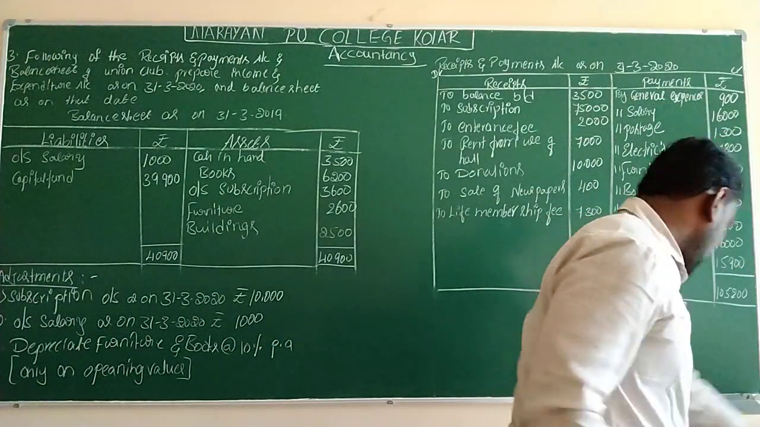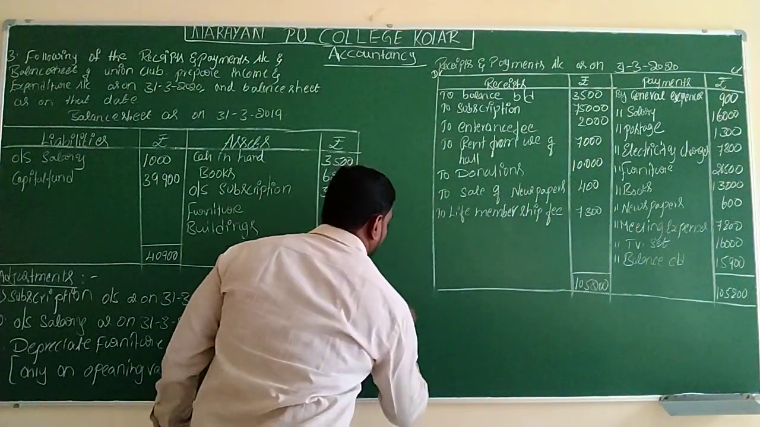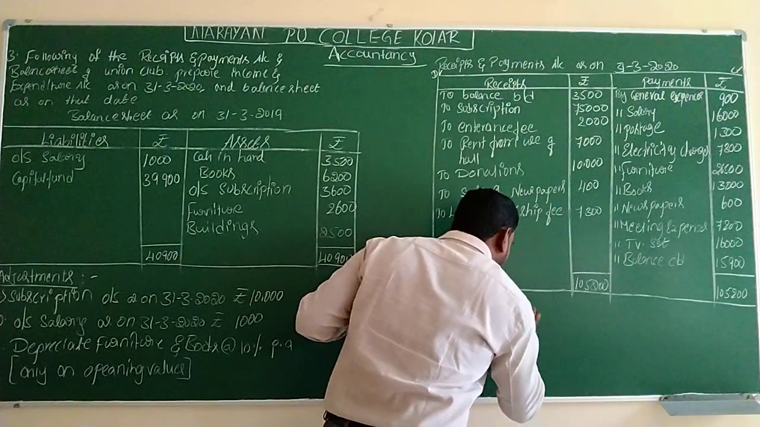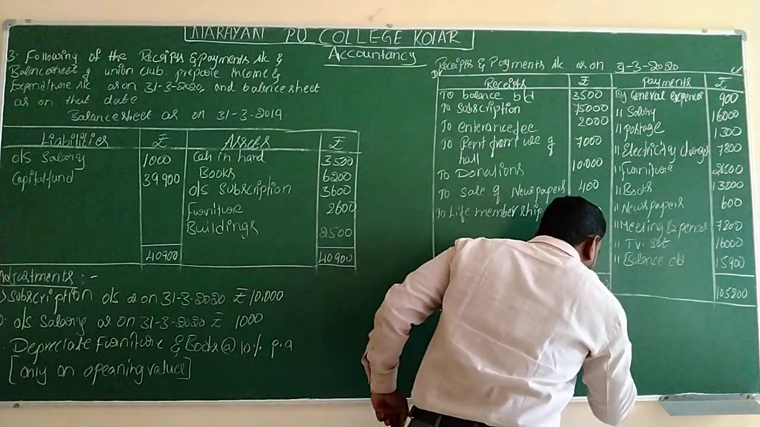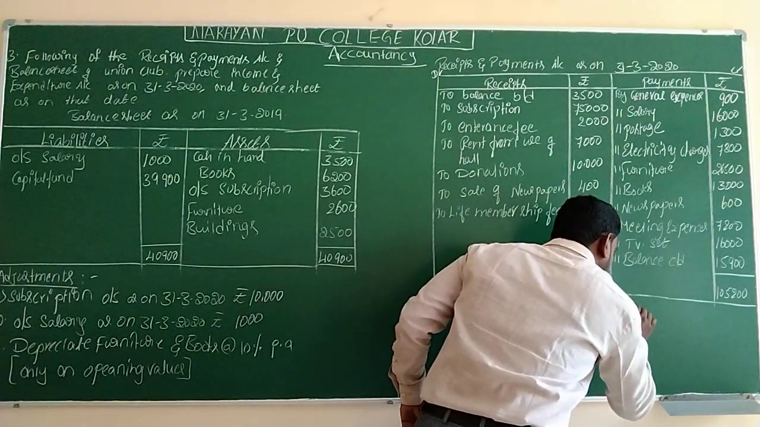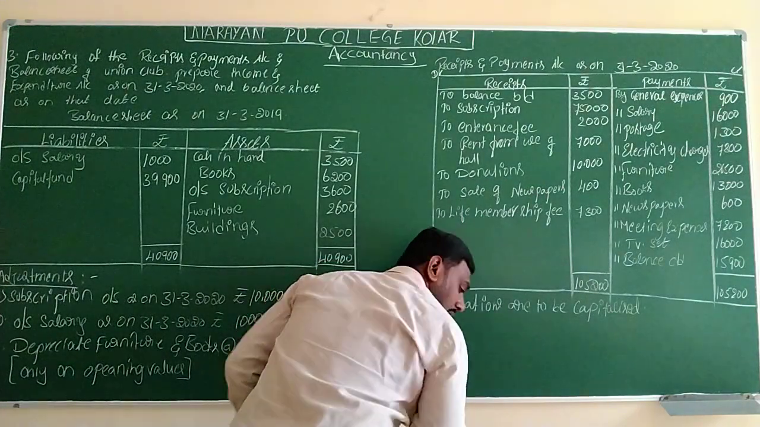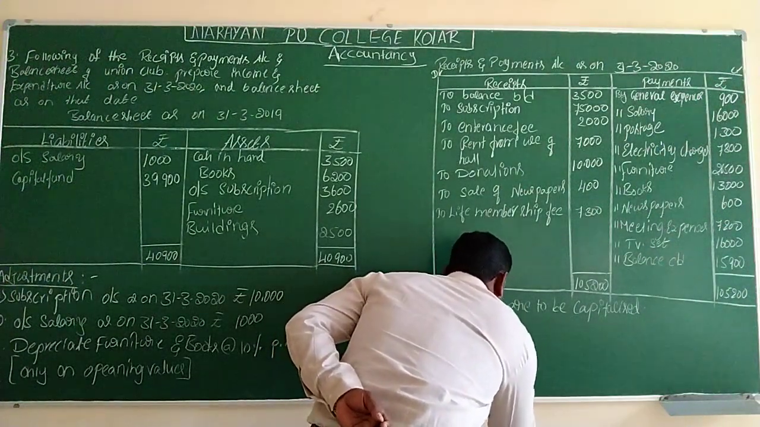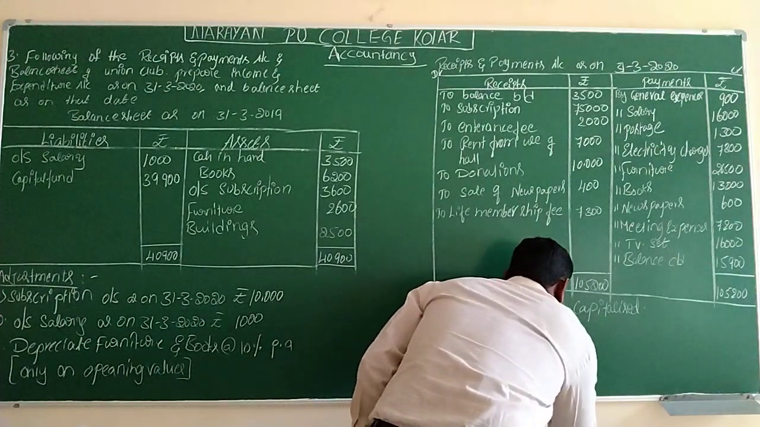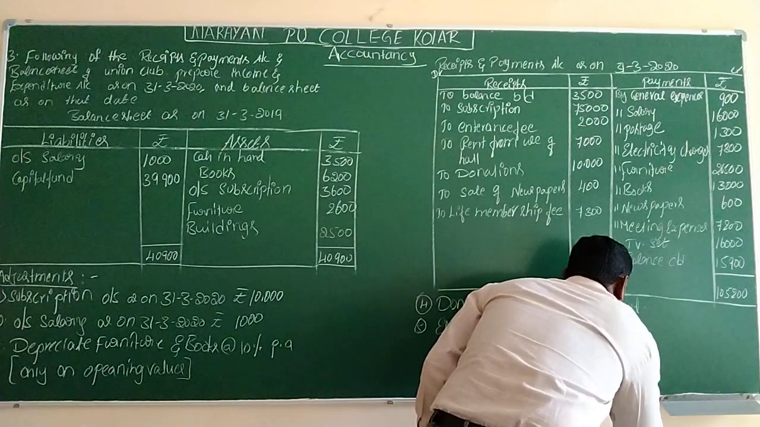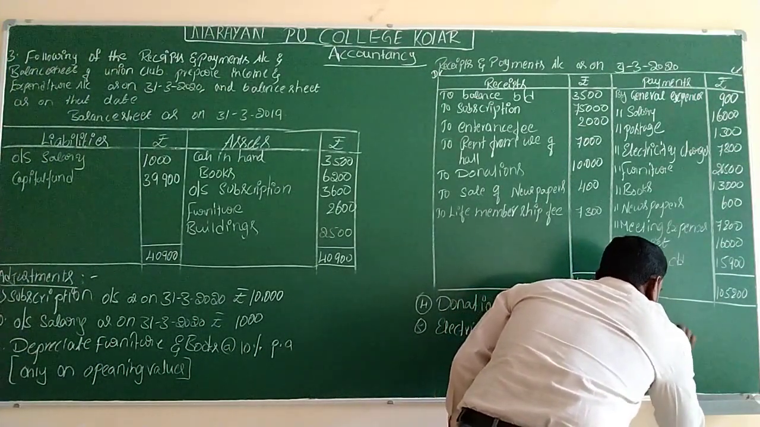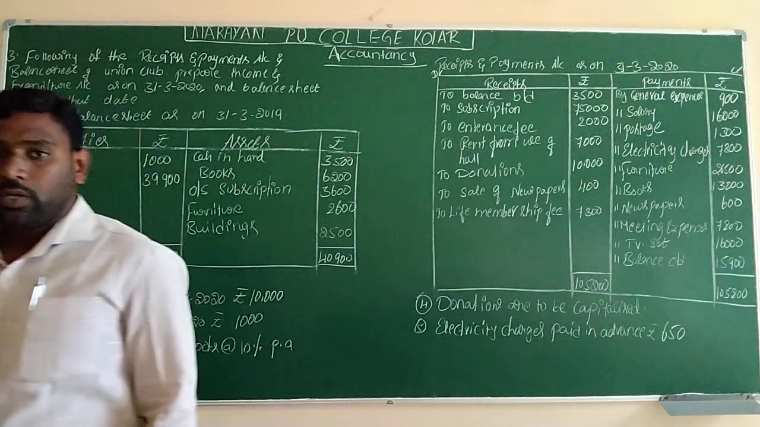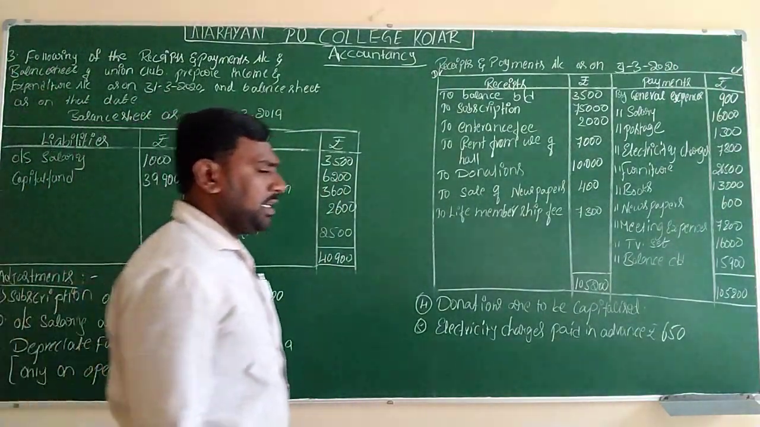Point number four: donations are to be capitalized. Point number five: electricity charges paid in advance, rupees 650. So this is the information given in our not-for-profit organization question.